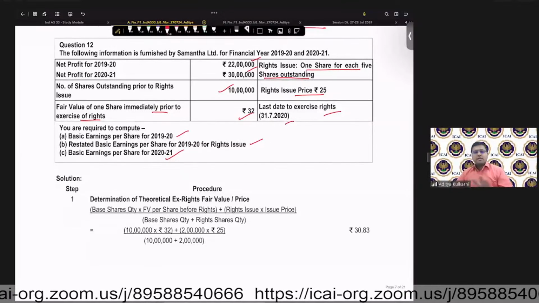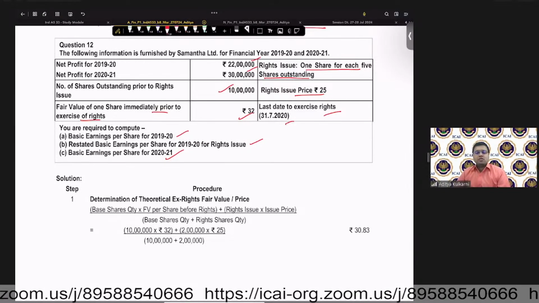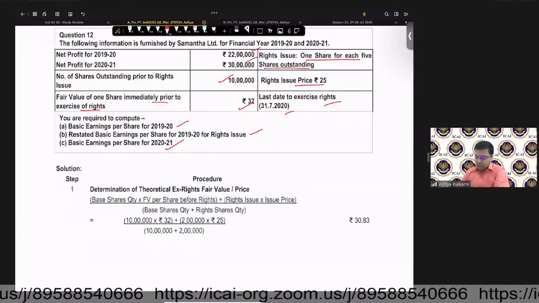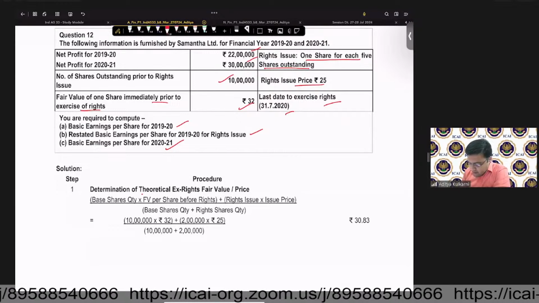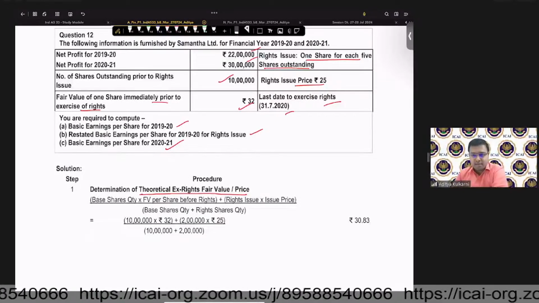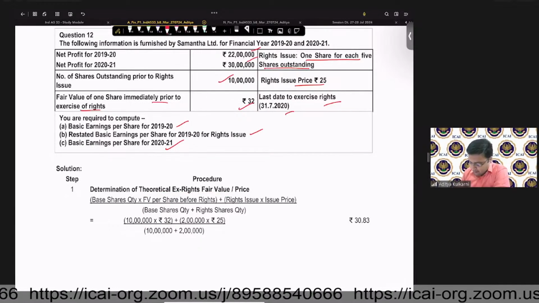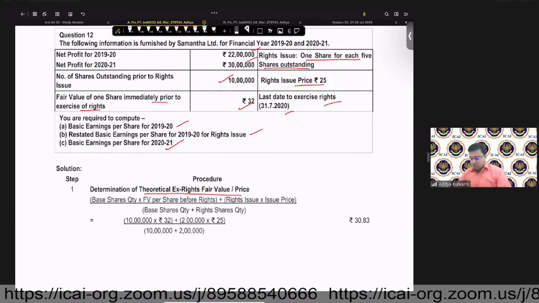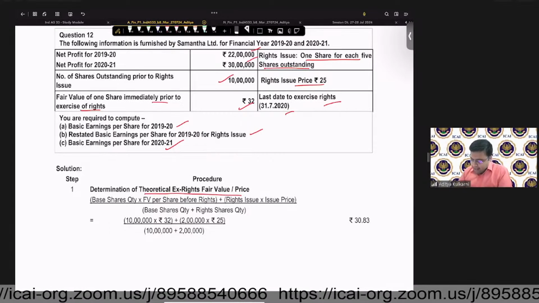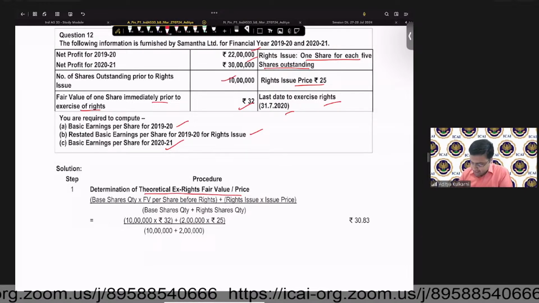Now there is a stepwise approach that we have to adopt when there is a rights issue that has happened in the current period. So how do we do that stepwise approach? First one is we calculate something known as the theoretical ex-rights fair value or price. That means excluding the rights, what will be the value of the share? So how do I do this? Well, I have how many shares prior to rights? I have 10 lakh shares.